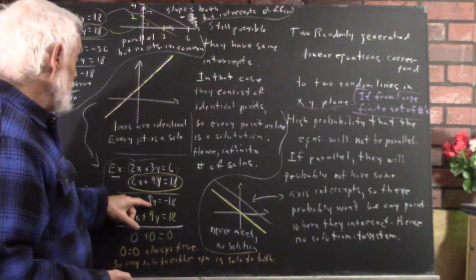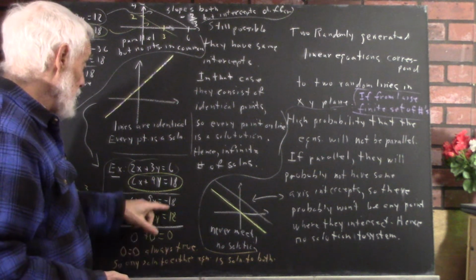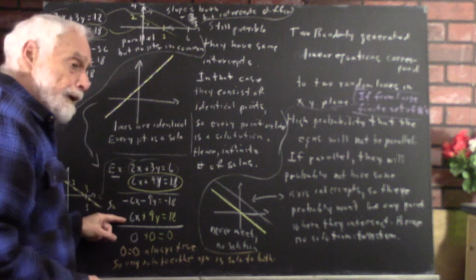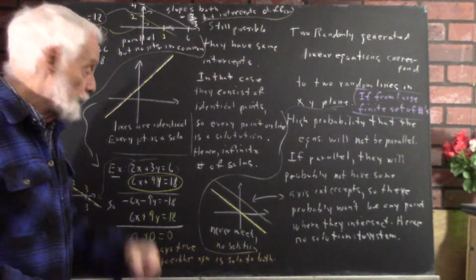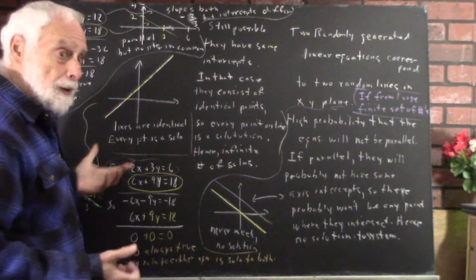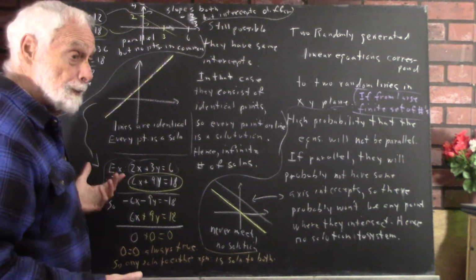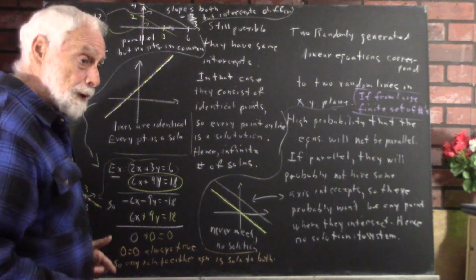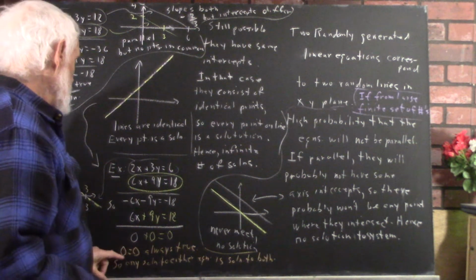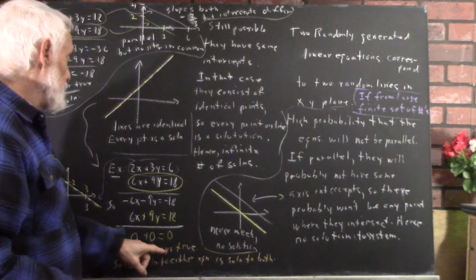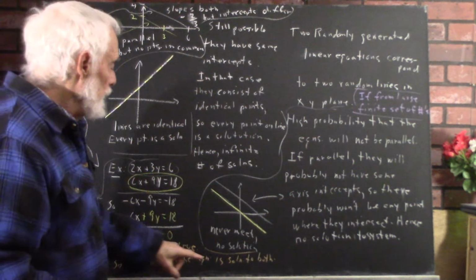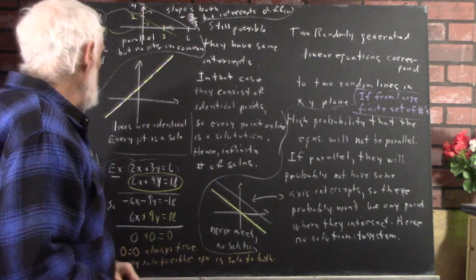So when I add the -9y and the 9y, I get 0. The -18 and 18 give me 0. In eliminating x, I eliminated everything else. And if I'd chosen to eliminate y, well, I would have done the same thing. I would have multiplied the first equation by -3, and this is still what I would have gotten. So the result then is 0 equals 0, which is always true. So any solution to either equation is a solution to both.